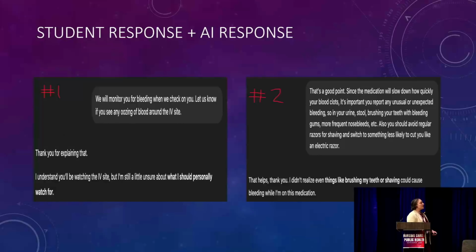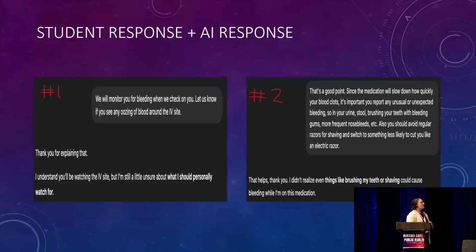The student responds, let's look at number 1 on this side first. We will monitor you for bleeding when we check on you. Let us know if you see any oozing of blood around the IV site. Thank you for explaining that. I understand you'll be watching the IV site, but I'm still a little unsure about what I should personally watch for. So in number 2, we see, that's a good point.